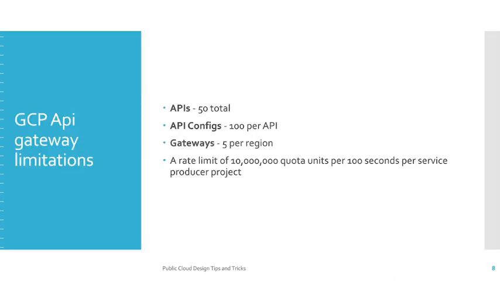Now the limitations that API Gateway has: one API Gateway can have a maximum of 50 APIs right now. Maybe Google will scale this up down the line. API configs are 100 per API, so you can define only 100 configs per API. Then gateways are 5 per region. So if you are deploying to one region, say East Europe or West Europe, then you can deploy a maximum of 5 gateways in a region in a particular project. Then the rate limit is 10,000 quota units per 100 seconds per service per project. So these are the basic limitations of GCP API Gateway.